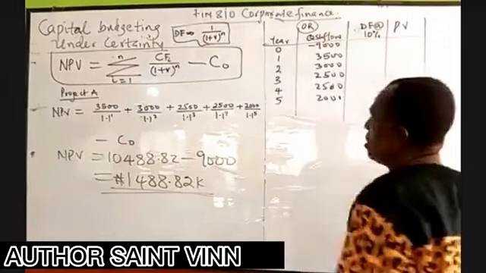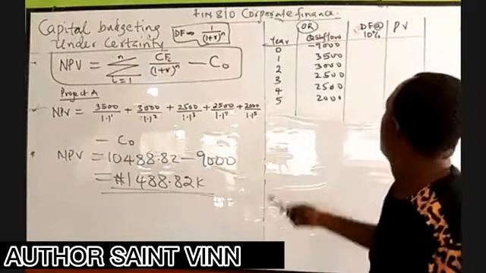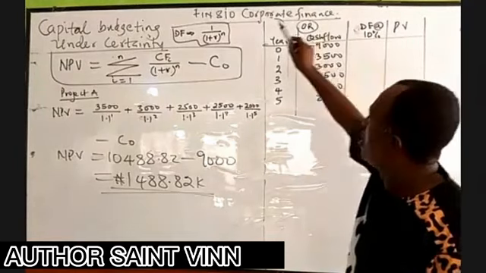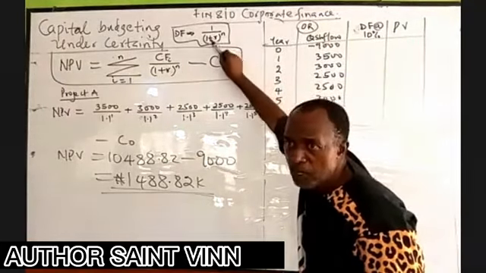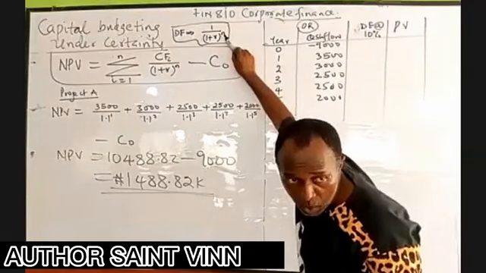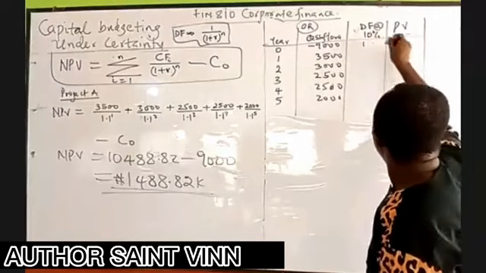See what I'm doing now. R is what? That is 1.1, I think. Raised to power what? 0, which is 1. 1 over 1 is 1. Here is 1. Are they following? Is it clear?